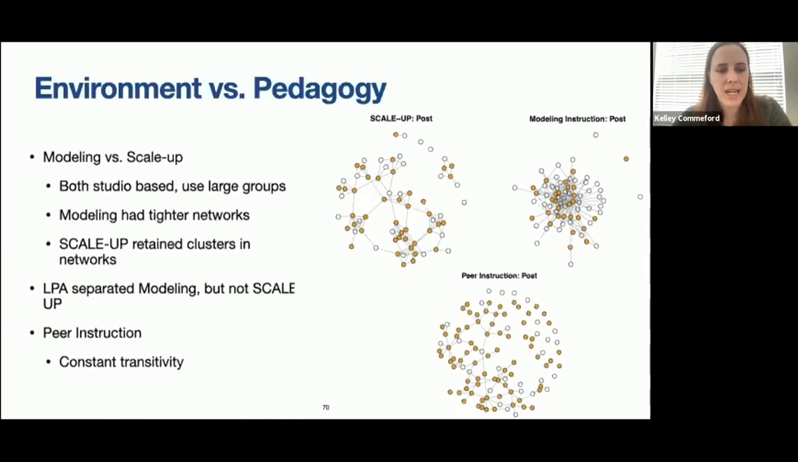I do hesitate to identify low transitivity as an identifying feature of peer instruction, though, because it was the only pedagogy we observed where the main curriculum was deployed in that lecture hall. So the geometry of the room with its rigid and tiered seating arrangement could very well be artificially constraining those student interactions and thus the network structure.